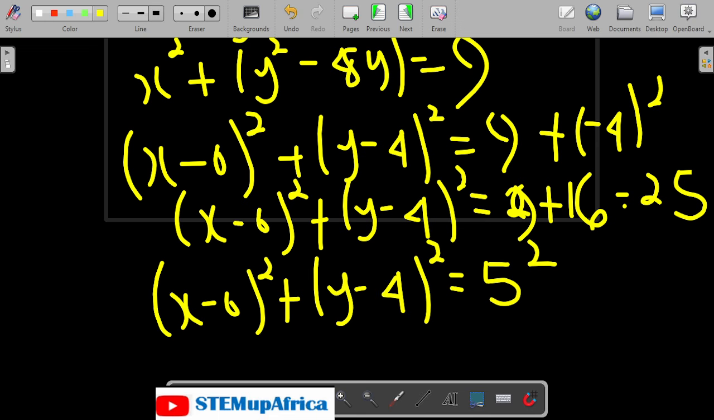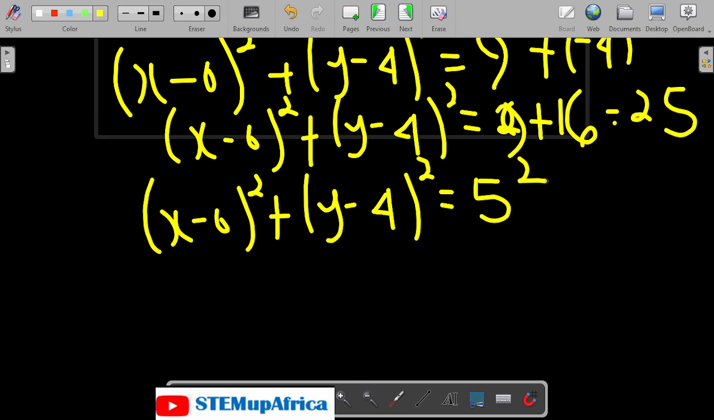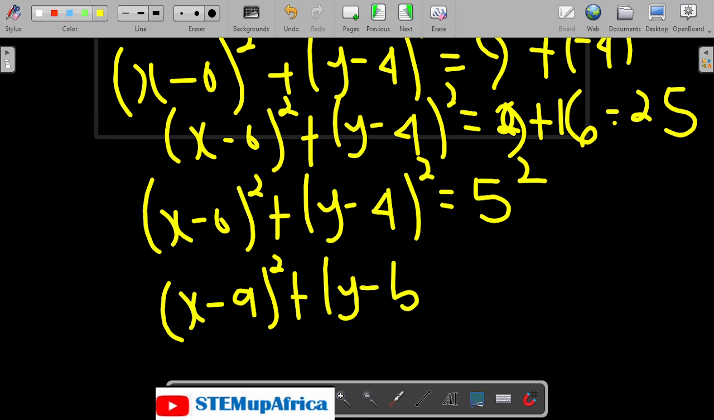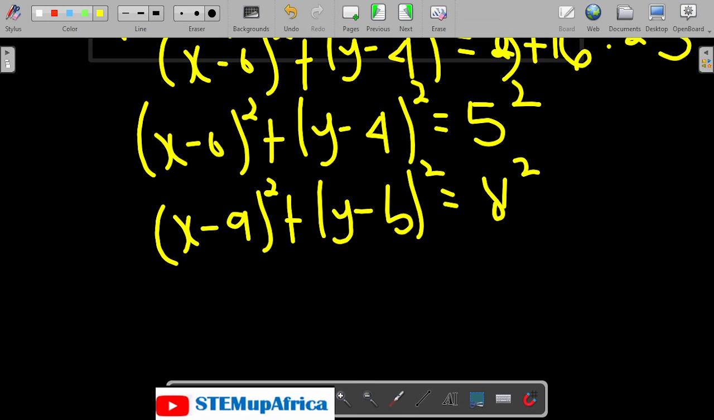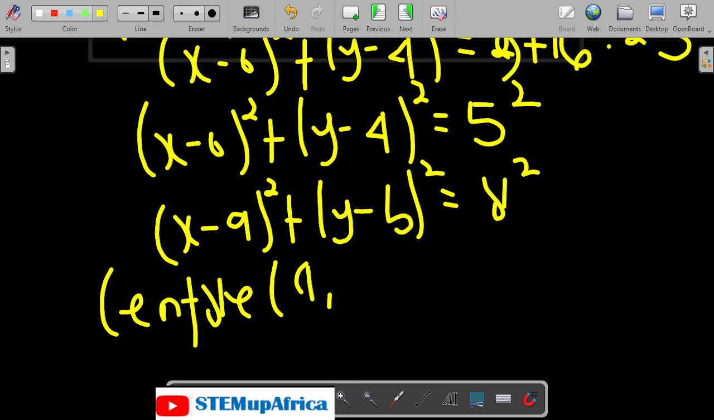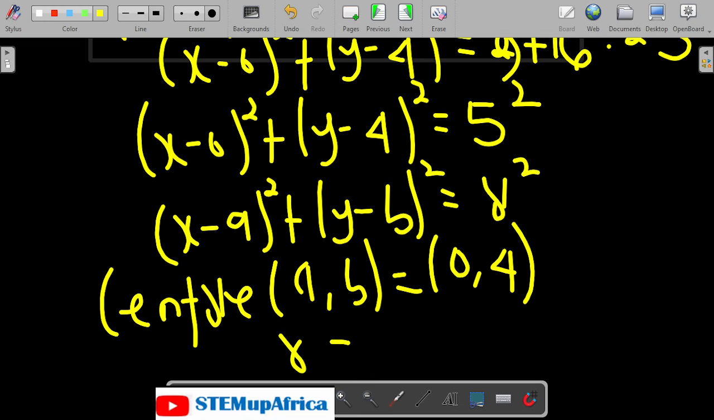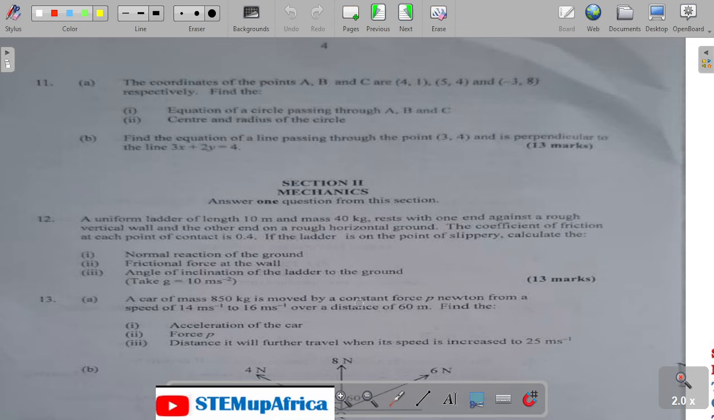If I compare with the equation of a circle, x minus a squared plus y minus b squared equals r squared, the center, which is my a comma b, is now 0 comma 4, while the radius is 5. So that is question 11a, Roman figures 1 and 2. Let's go to question 11b.